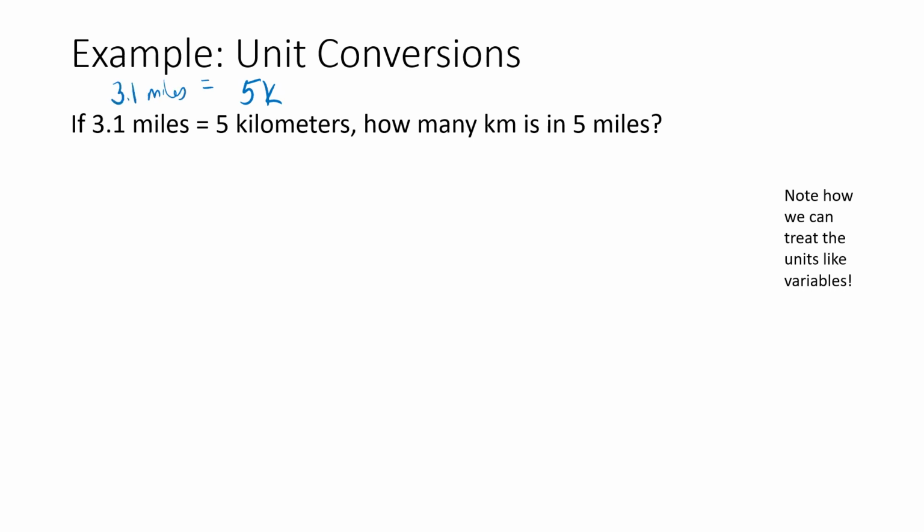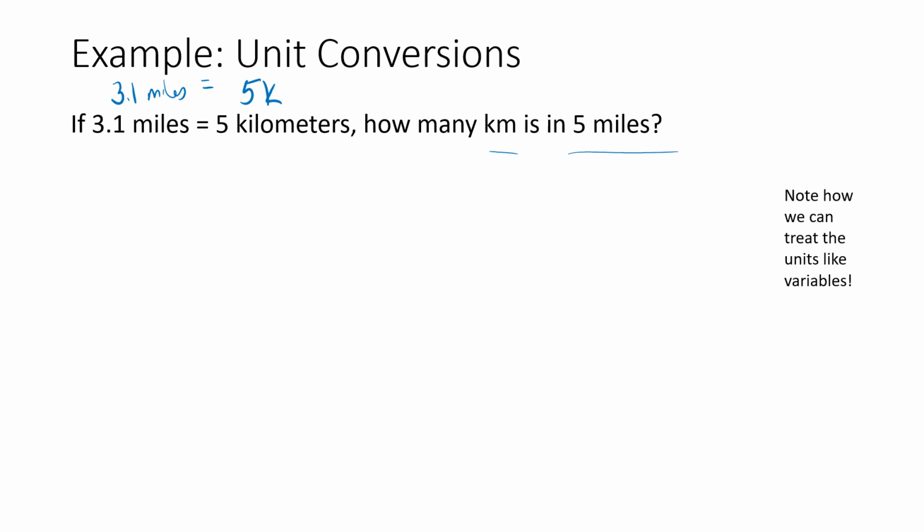Quite frankly, I don't know the conversion factor between miles and kilometers the way that I would see it if I looked it up online, but I do know that because I run. So I know 5K, we're in it for 3.1 miles. So here's how we can use a proportion. If 3.1 miles is equal to 5 kilometers, how many kilometers is in 5 miles?